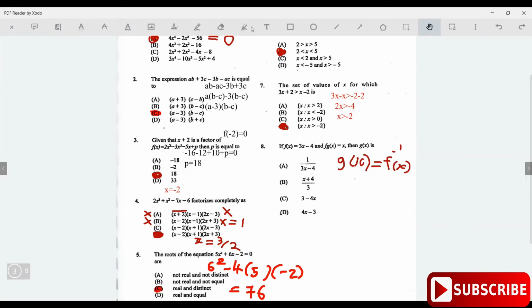To find f inverse of x, what they tell us to do is call f of x y, and so y is equal to 3x minus 4. Then they tell us to interchange x and y to get x is now 3y minus 4. Then make y the subject. To make y the subject, we add 4 to both sides, and then we divide by 3. So y is x plus 4 divided by 3, and this is therefore g of x, because g of x is f inverse. So g of x is x plus 4 over 3. Nice.